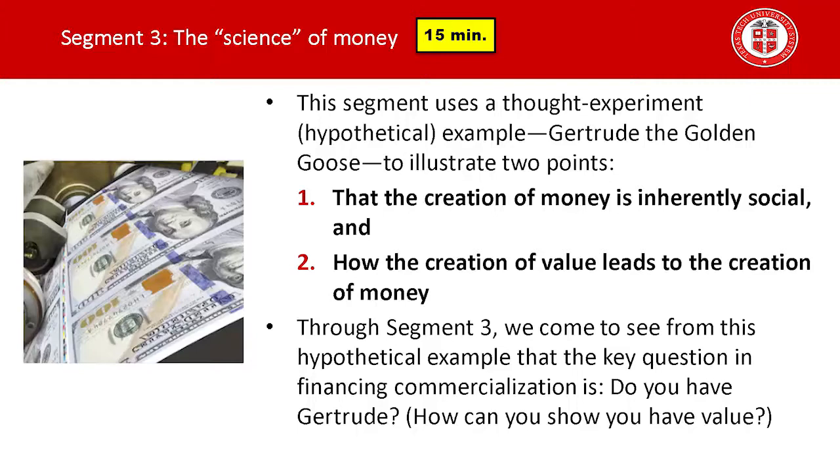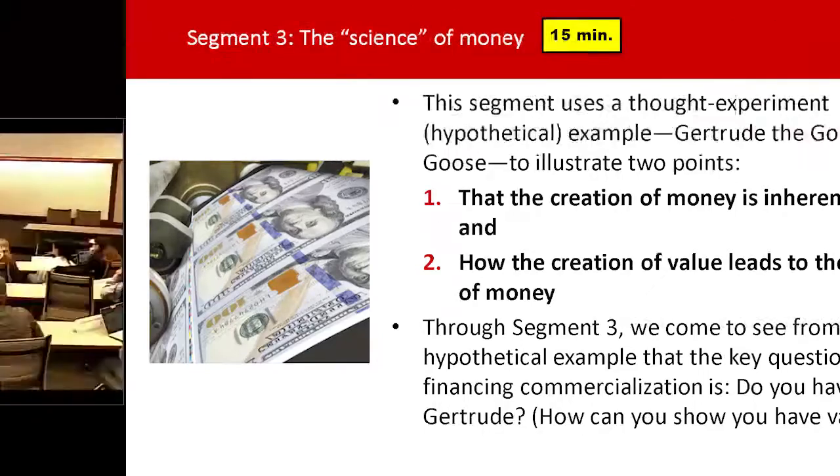Segment 3 is a 15-minute segment that uses a thought experiment, which is kind of a hypothetical example, Gertrude the Golden Goose, to illustrate 2 points. Number 1, that the creation of money is inherently social. And 2, how the creation of value leads to the creation of money. So through segment 3, we come to see from this hypothetical example that the key question in financing commercialization is, do you have Gertrude? That is, can you show you have value?